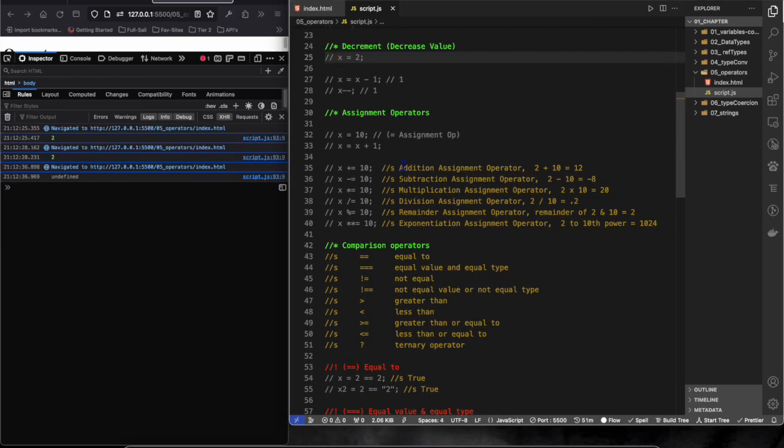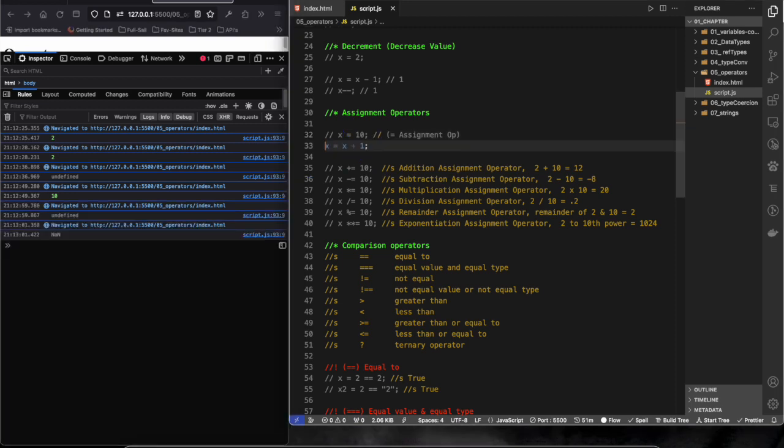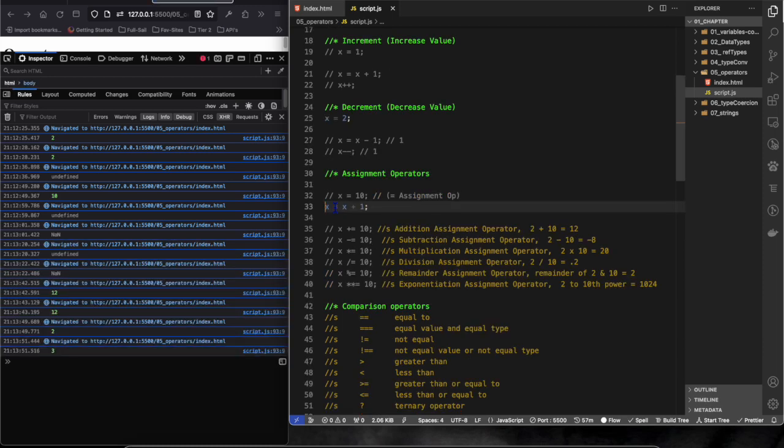Assignment operators now. The equal sign is an assignment operator. So what we're going to do first is X equals 10, which would be the assignment operator, so we get the number 10. Now back to the one we had: X equals X plus 1. If X equals 2 plus 1, that'll give us 3.